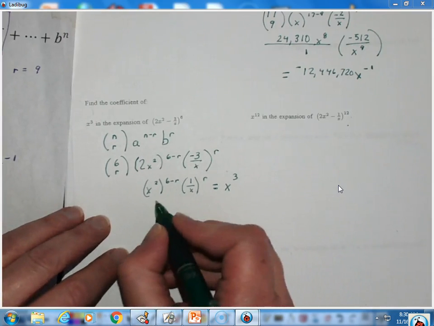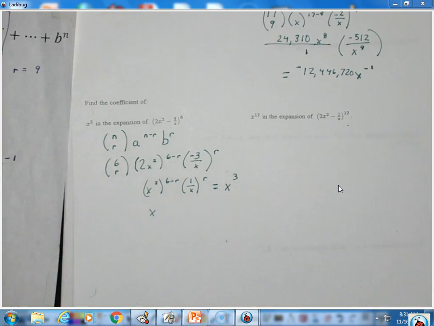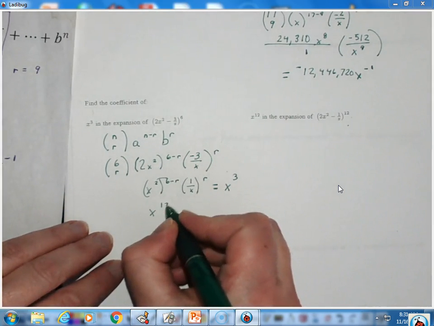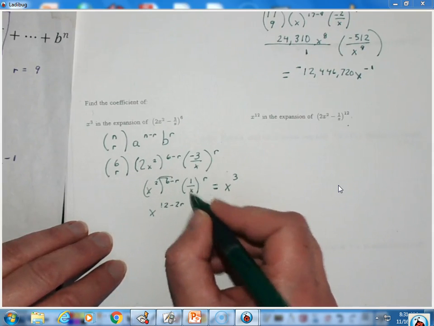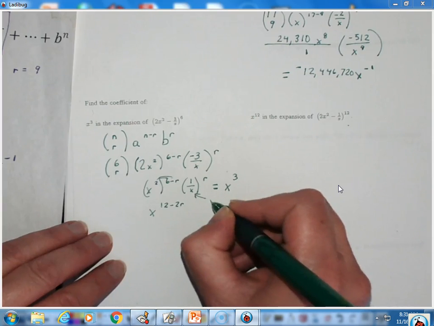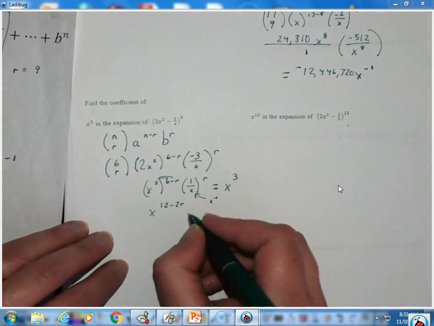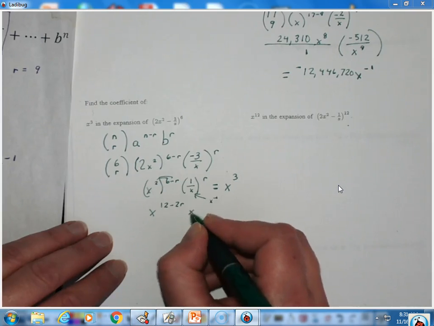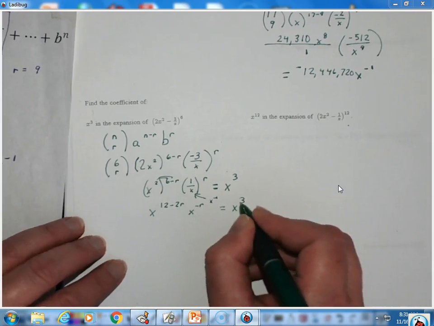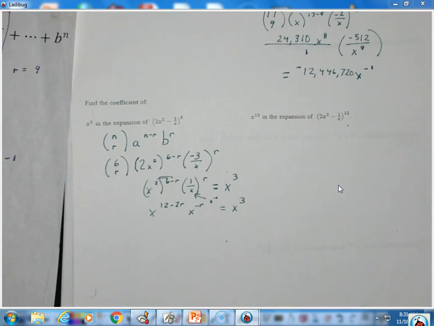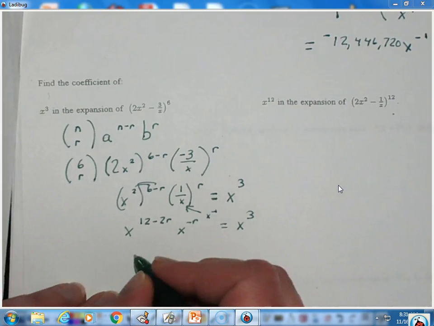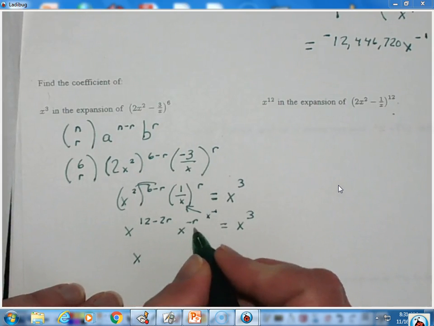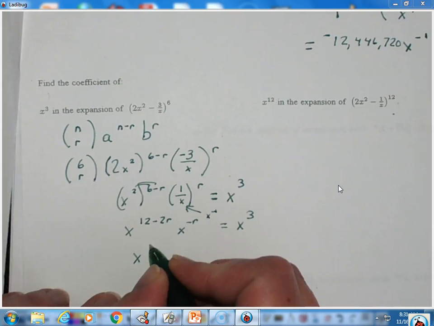And so this is pretty easy to solve. When you raise to a power, what are you doing with your exponents? Multiplying. So this would be x to the 12 minus 2r. And then this I like to write as x to the negative 1. So then when I raise it to the r, what would it be? And then when you multiply, what are you doing with your exponents? Adding them. Okay, so you'd have x to the 12 minus 2r plus a negative r. So what's that all together?